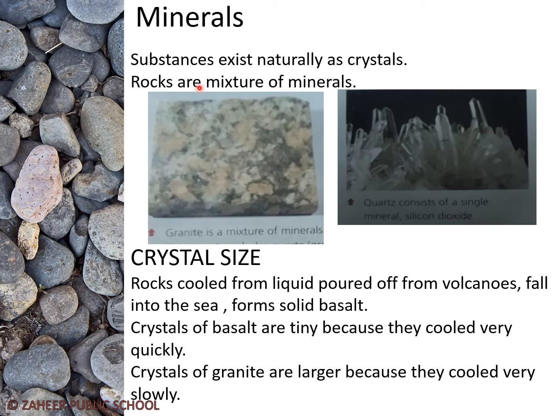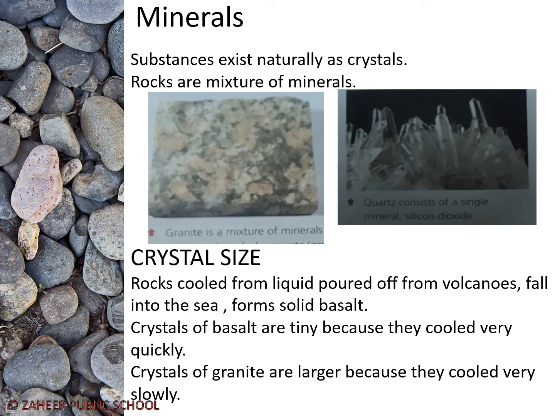Now, minerals are substances which exist naturally in the form of crystals, and most rocks are a mixture of minerals. Some minerals also occur on their own. Here you can see the picture of granite and quartz. Quartz is an example of a single type of mineral, whereas granite is a mixture of different types of minerals. Now the size of the crystals.